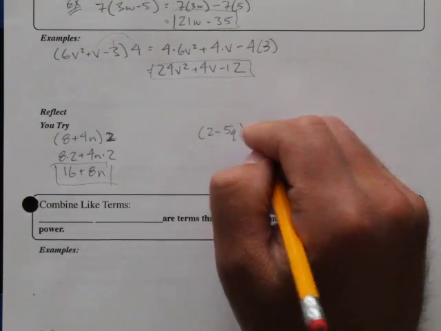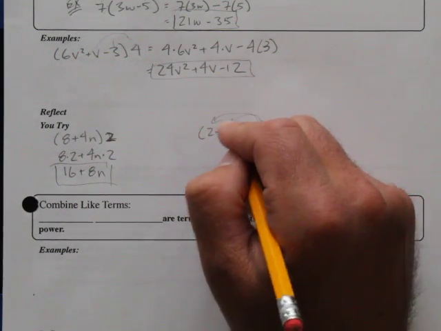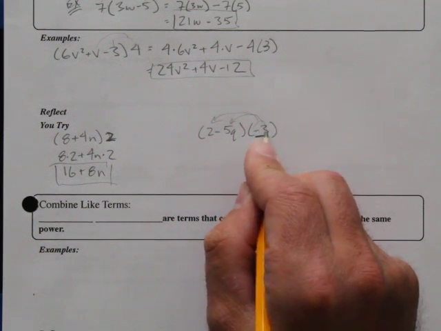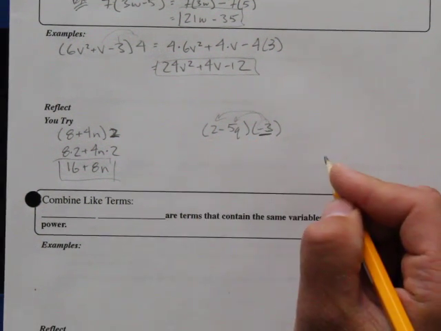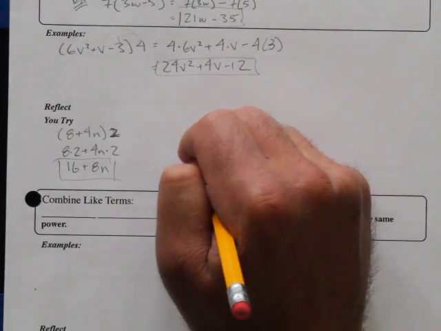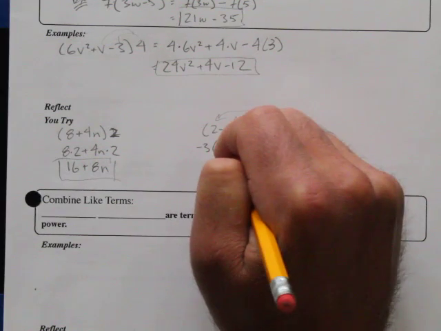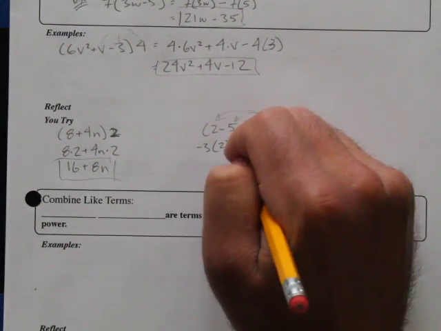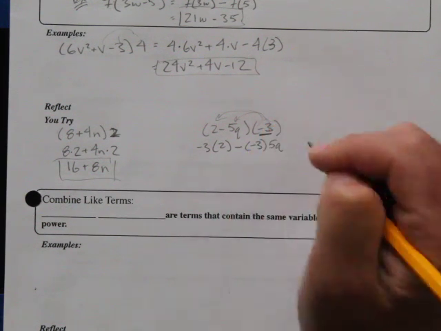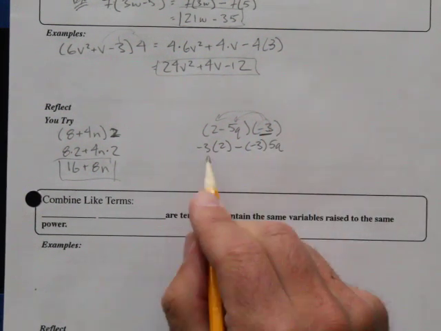So I'm going to take this negative 3, I'm going to multiply it by this, and I'm going to multiply it by this. Make sure I'm using this negative. This negative's got to carry to both of those things. So I've got negative 3 times 2, minus negative 3 times 5q. All right, let's do this one.